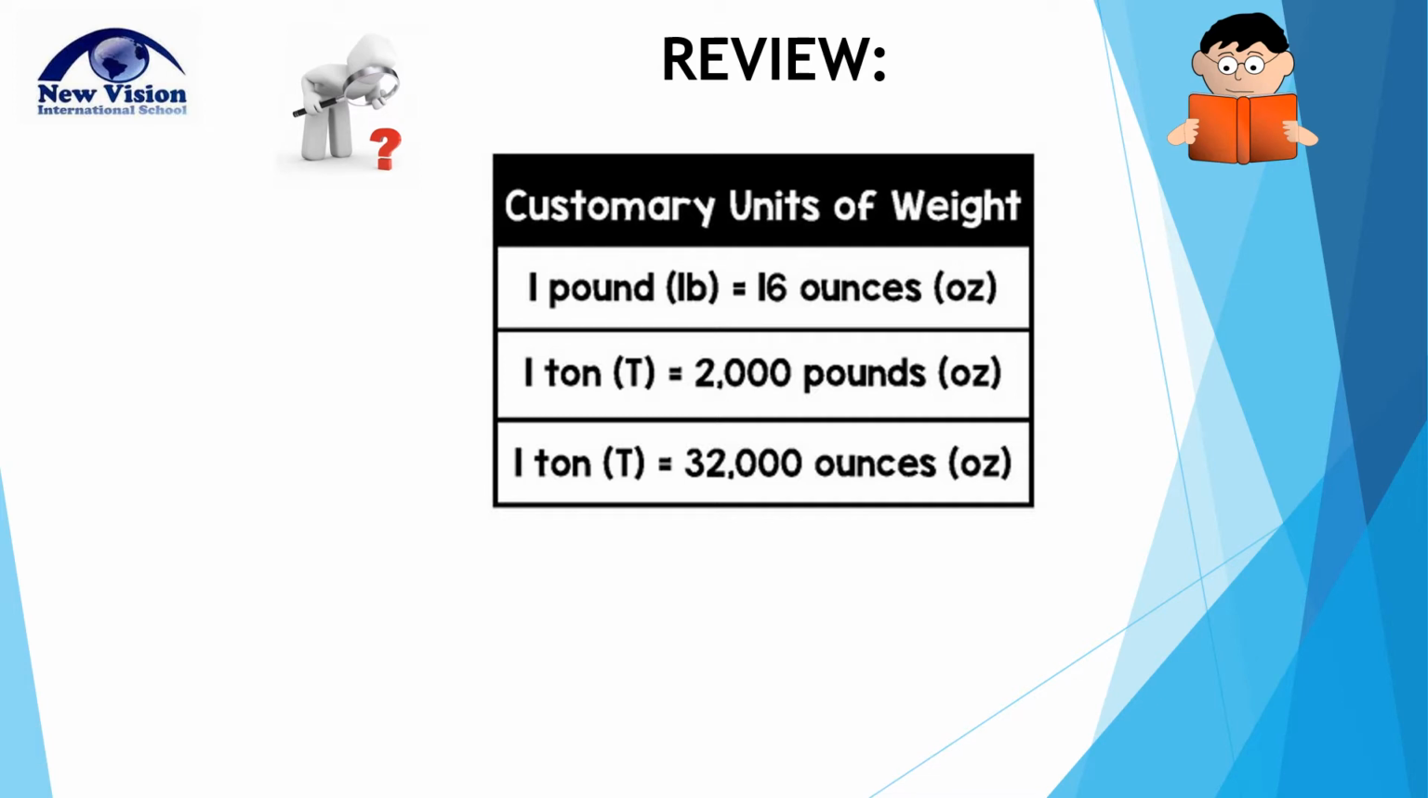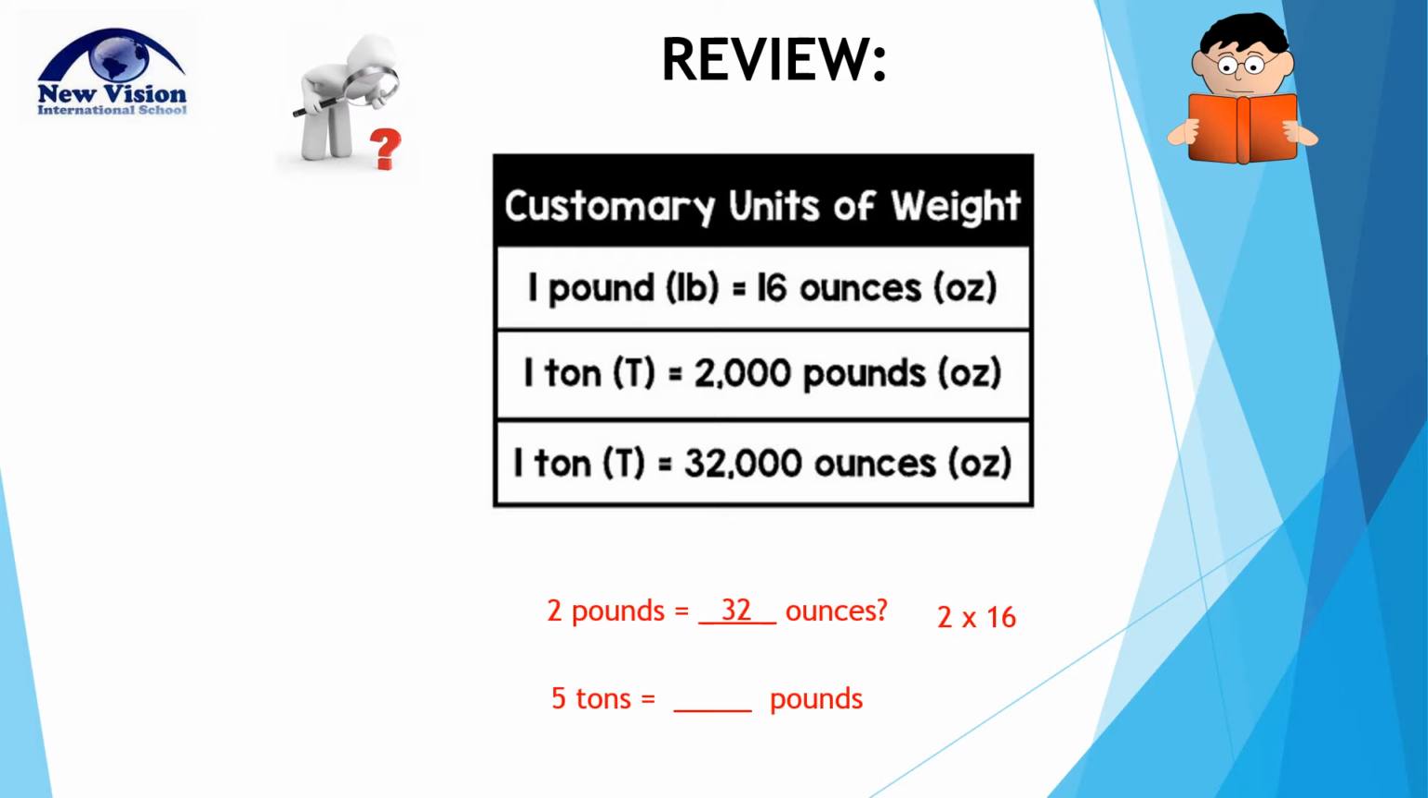Let's take for example, 2 pounds, how many ounces? Look at the table. Since in 1 pound, there are 16 ounces, we have to multiply 2 and 16. 2 times 16, do your calculation. Great, 32.